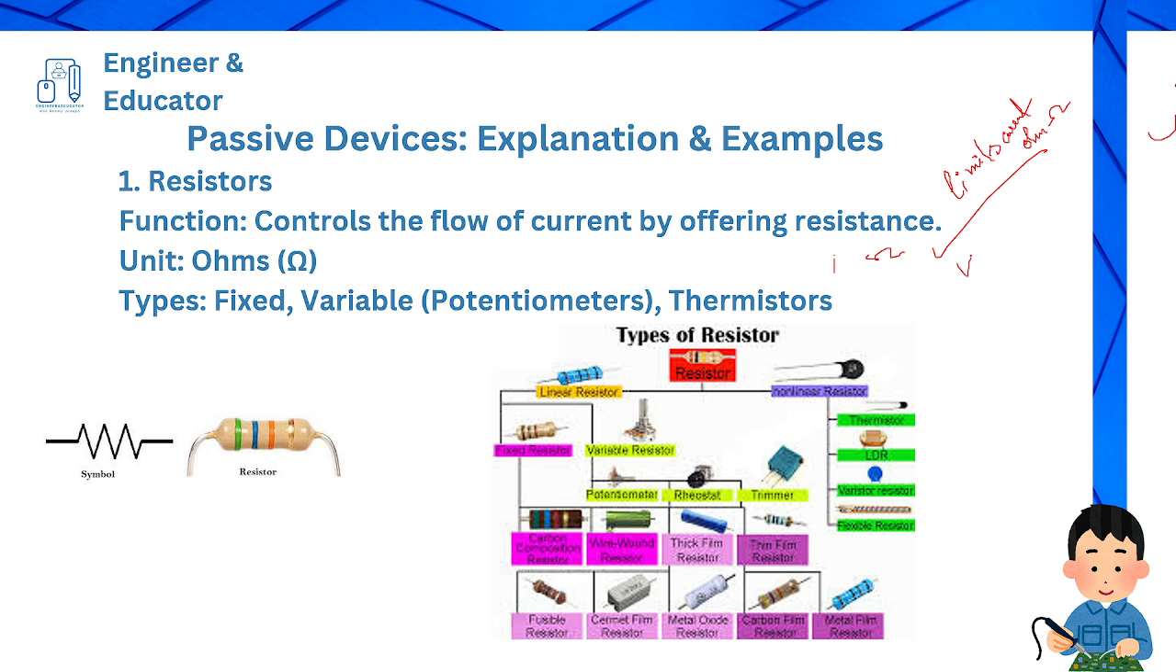Ohm's law is V is equal to IR. So the resistor works on Ohm's law, and that's why the unit is in ohms. Resistors are used in voltage dividers. There are different types of resistors: fixed resistors and variable resistors. A variable resistor example is the potentiometer. Then thermistors are also there.